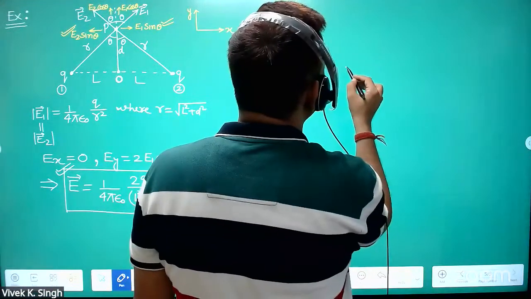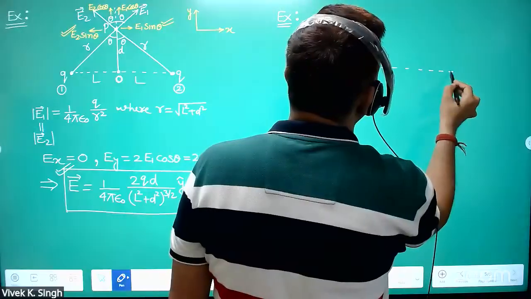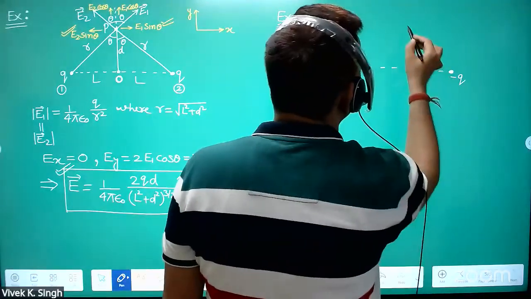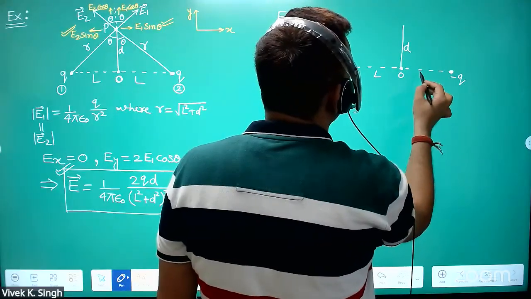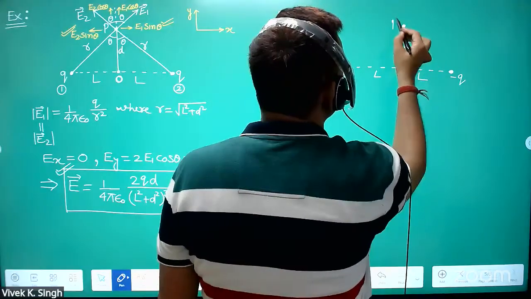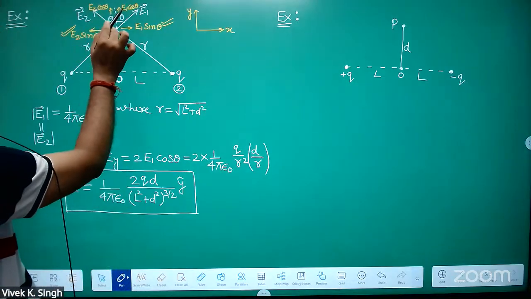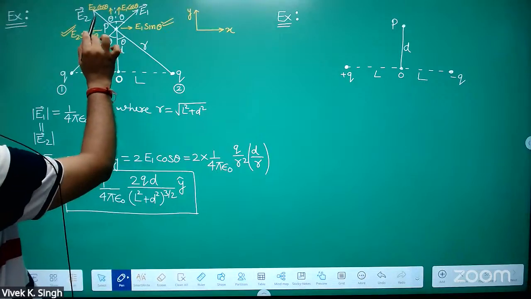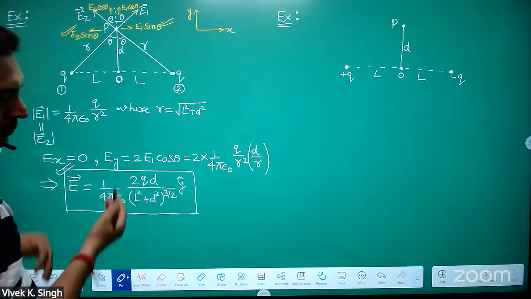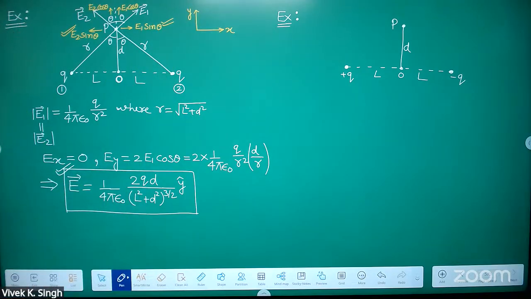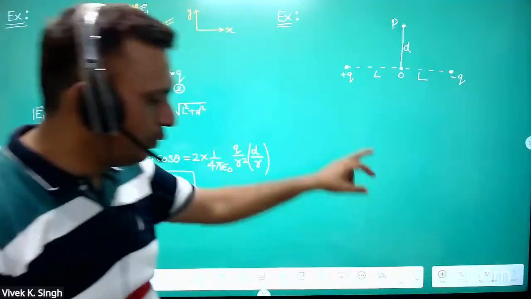Now let's assume one charge is negative. You have the same charge distribution, but the only thing is now this charge is negative. Can you find the electric field at this point? Sir, Ex equals 0 and Ey equals twice E1, because in the y direction E1 cos theta and E2 cos theta have the same magnitude so they add up. In the x direction they cancel out. Okay, sir. In the same way, find the electric field due to this charge configuration. Try karo.